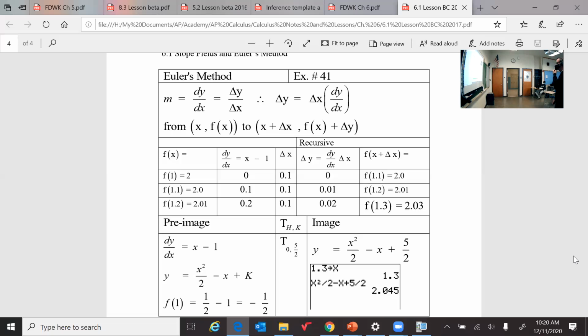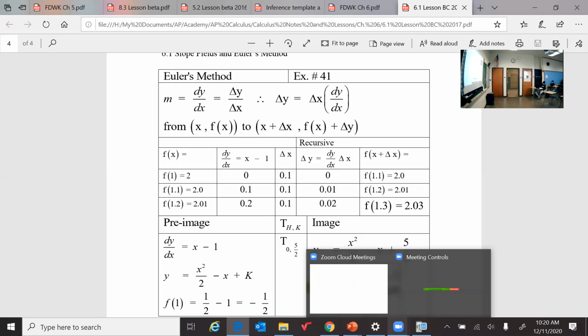This goes 1, 2, 3 line segments. Okay? So that's it for 6-1.